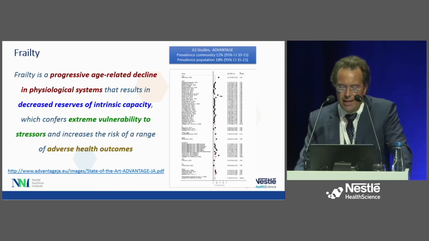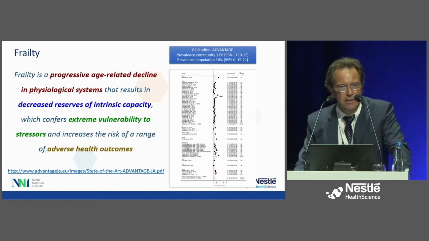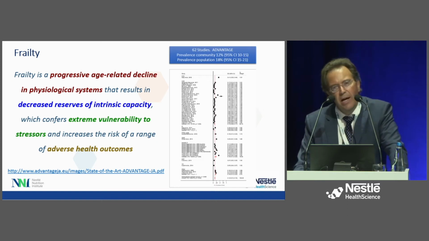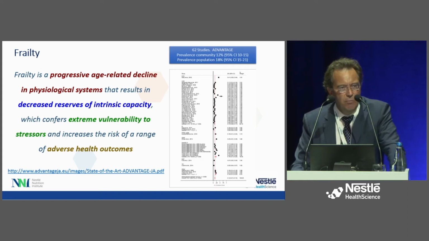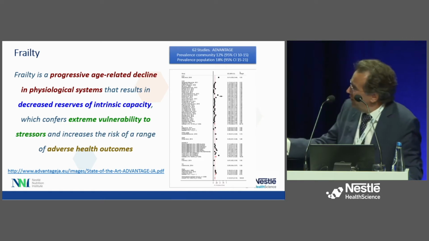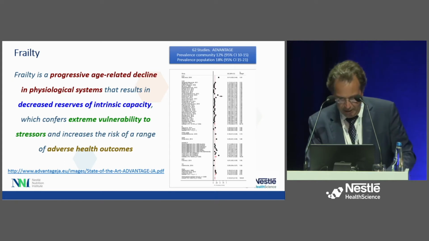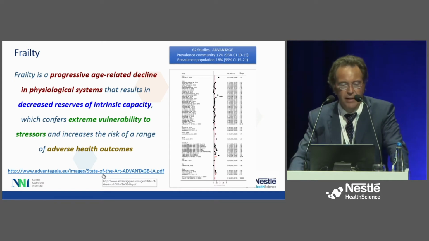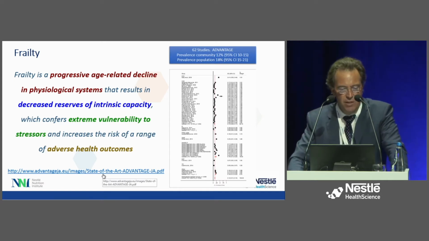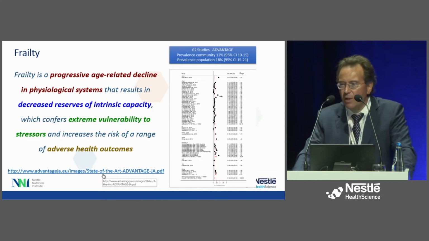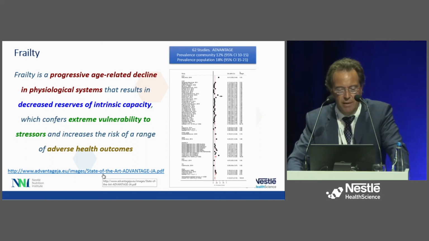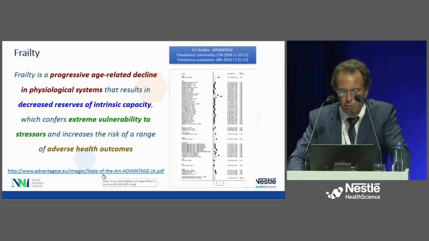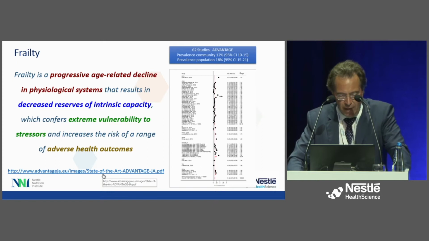Regarding our third and last condition, frailty, since 2018 we also have a consensus criteria from the European Union Joint Action ADVANTAGE, that you can look at in this page here. And frailty is defined as a progressive age-related decline in physiological systems that results in decreased reserves of intrinsic capacity, which confers extreme vulnerability to stressors and increases the risk of a range of adverse health outcomes.